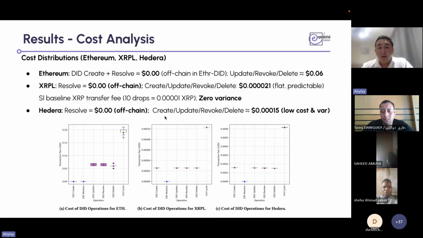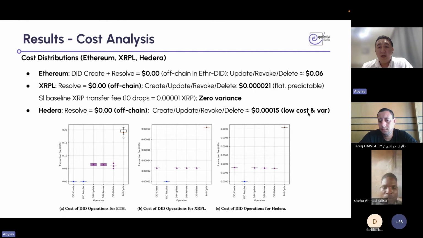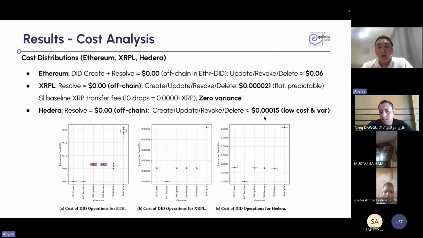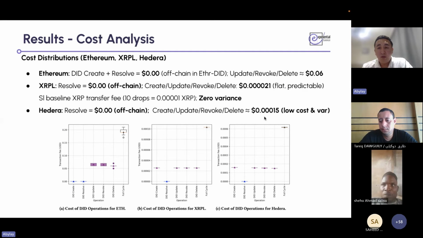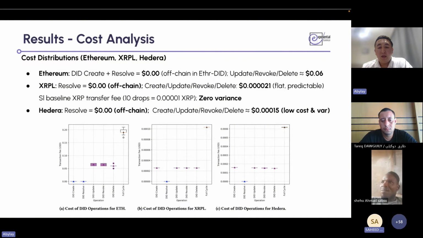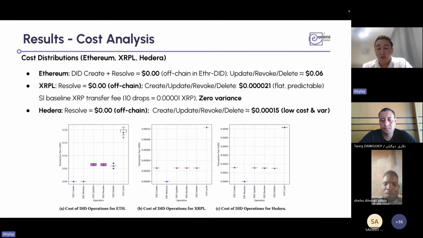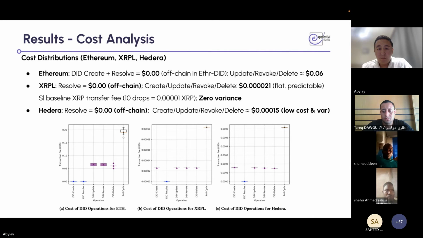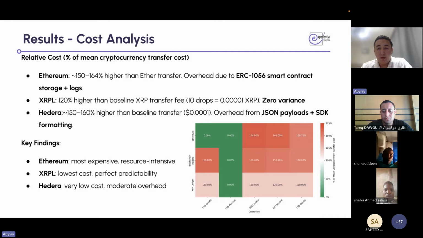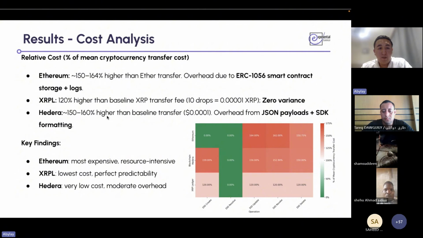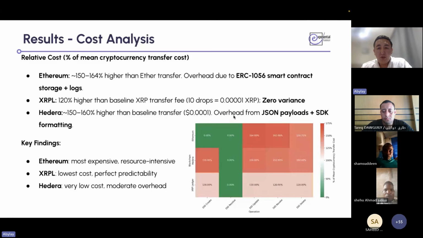In Hedera, it's also low cost and low variance, but it's higher than XRPL. In terms of relative cost, it's a bit higher, likely due to metadata addition in the DID transactions compared to the standard HBAR transfers. Sorry. As you can see in Hedera, we have 150 to 160% higher than the baseline transfer. So there is overhead from JSON payloads and SDK formatting.